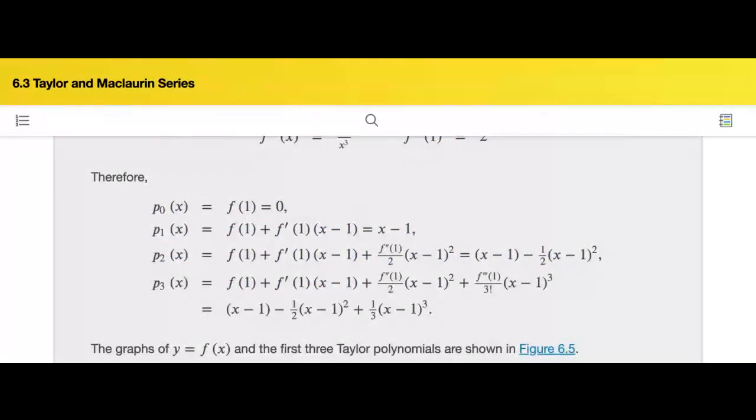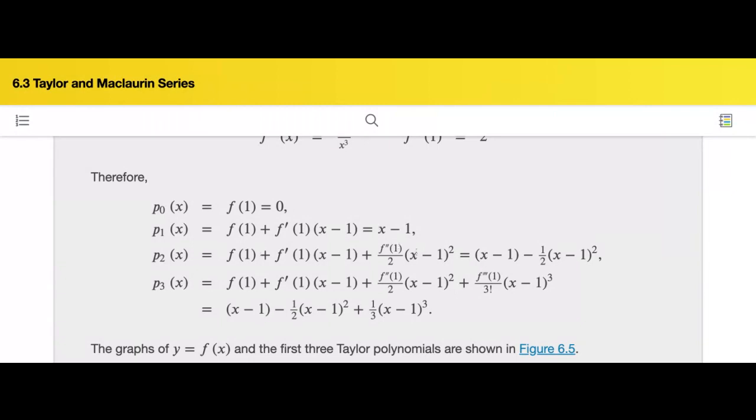Remember we used to call polynomial of degree 0, polynomial of degree 1, and so on. Polynomial of degree 0 is constant. Polynomial of degree 1 is linear. Polynomial of degree 2 is quadratic. So same thing here. We call them zero order Taylor polynomial, first order Taylor polynomial.